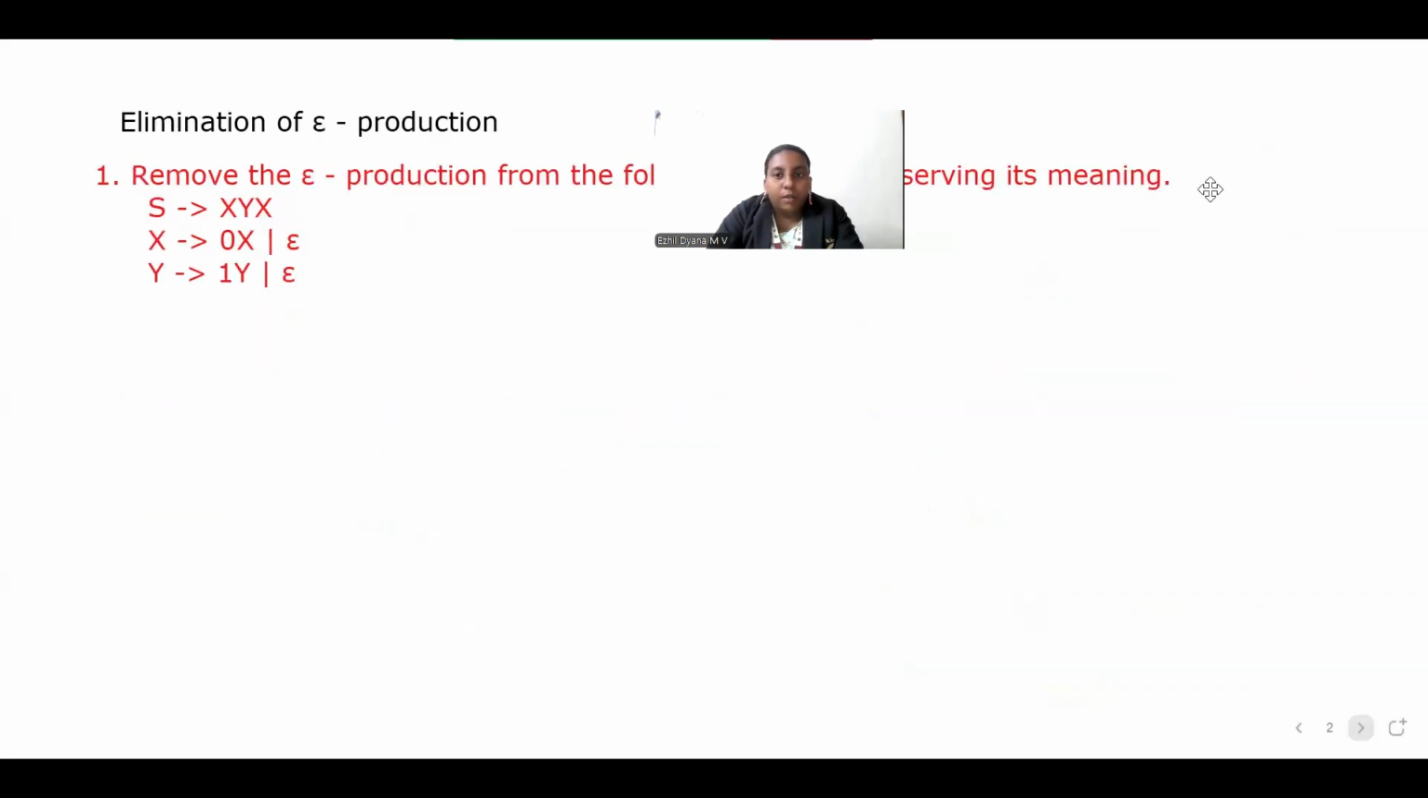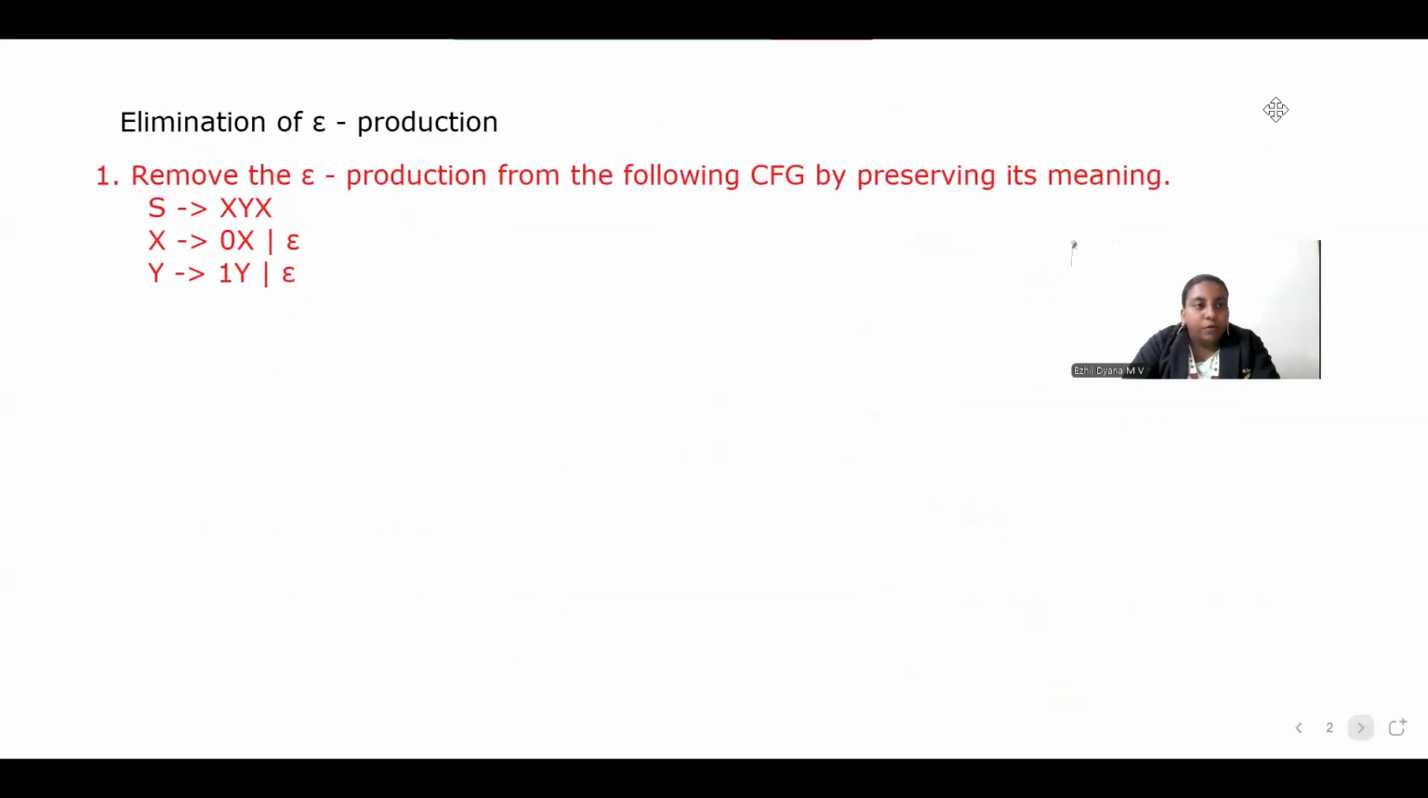So next we'll learn about eliminating the epsilon production. Before going into the topic, let me first tell you what an epsilon production is. Any production which is of the form a non-terminal tends to epsilon, you call it an epsilon production. A non-terminal is any capital letter. This is how an epsilon production will look.